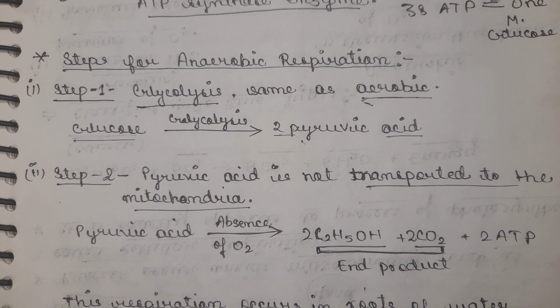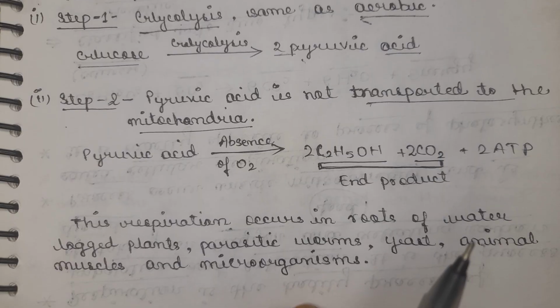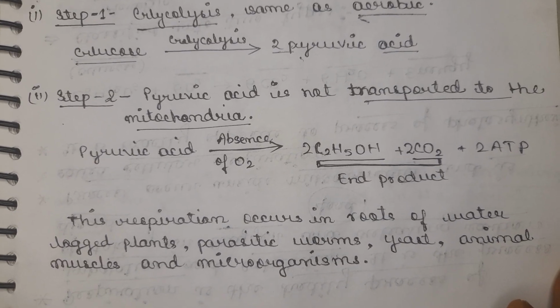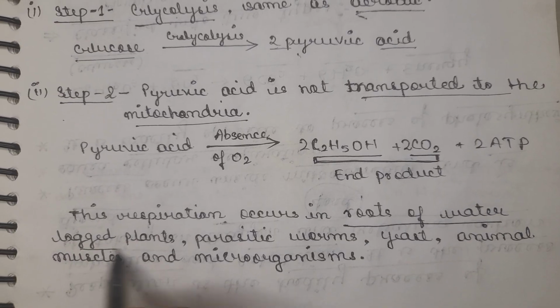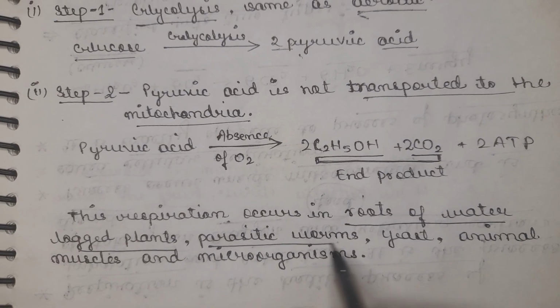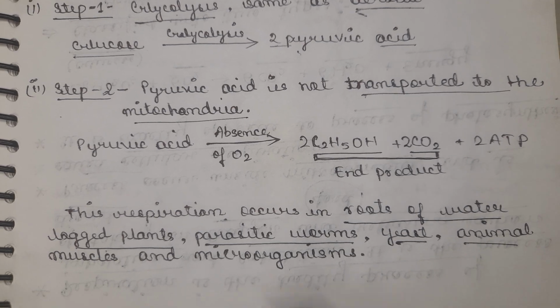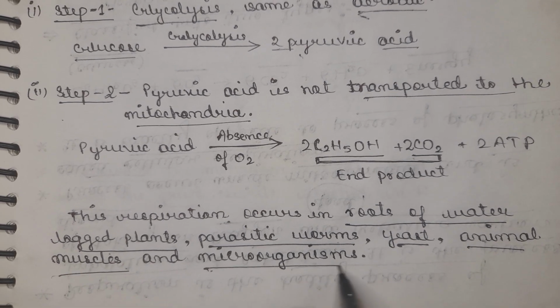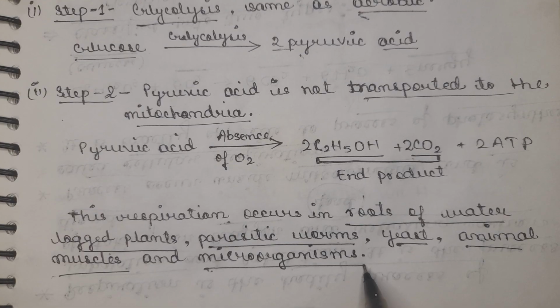Now, where does anaerobic respiration occur? It occurs in the roots of some species, such as the roots of waterlogged plants, and in some parasitic worms, yeast, which are microorganisms, animal muscles, and some single-celled organisms.